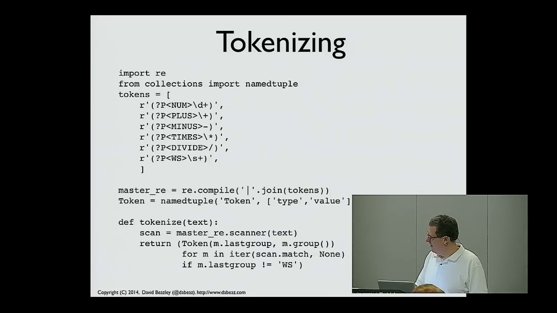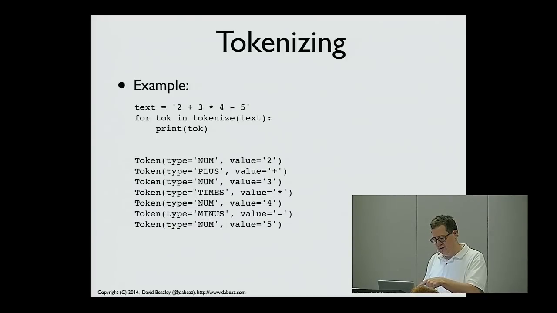I'm actually doing okay on time, so I thought I would pull apart a little bit how this actually works, because it's kind of interesting. In order to do a tokenizing step, you have to take input text and break it up into a string of objects that describe what it is. Like, if you say 2 + 3 × 4 − 5, well, that's a number, it's the plus sign, it's a number, the times sign, a number, the minus sign, and a number. And then you have values here. So you're taking text and breaking it up.